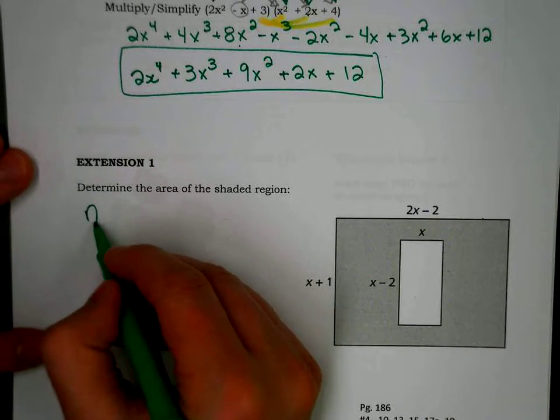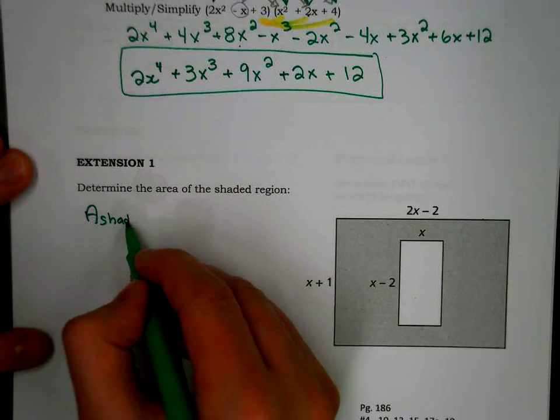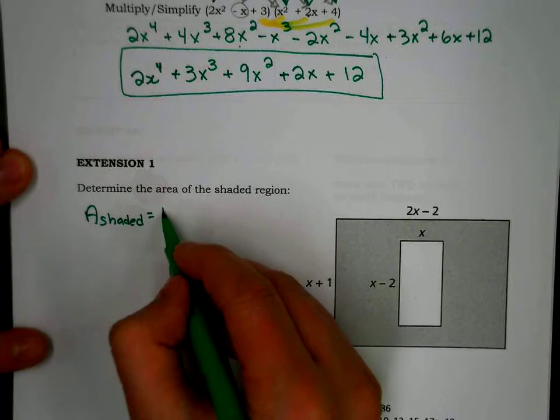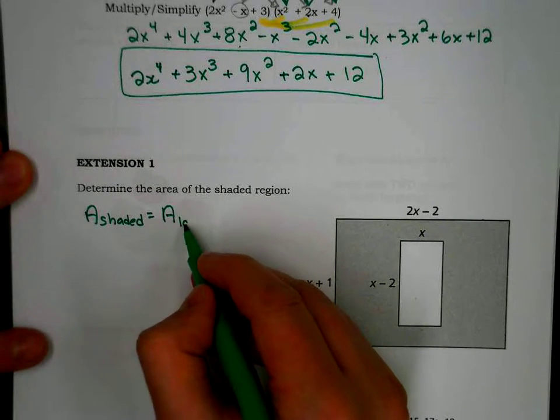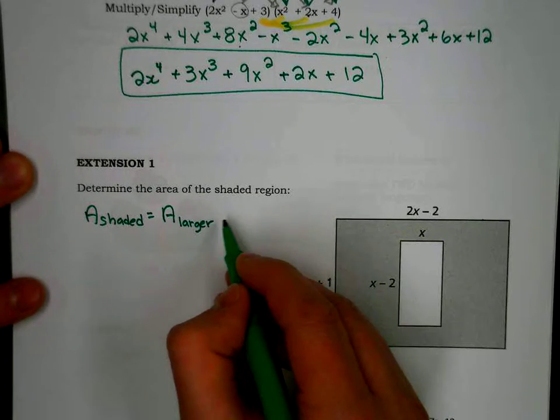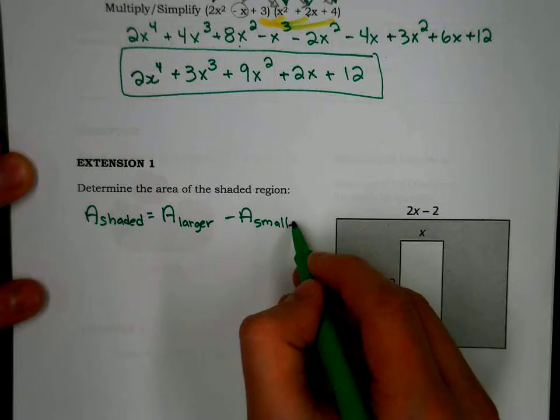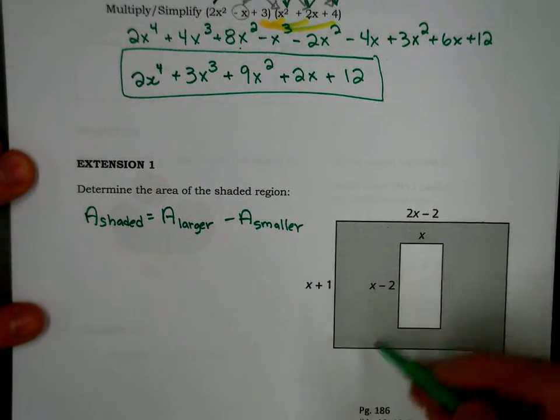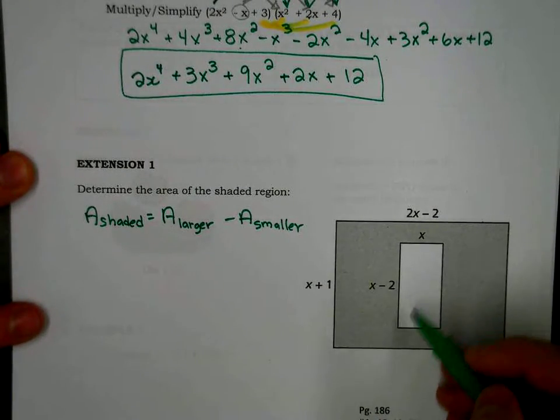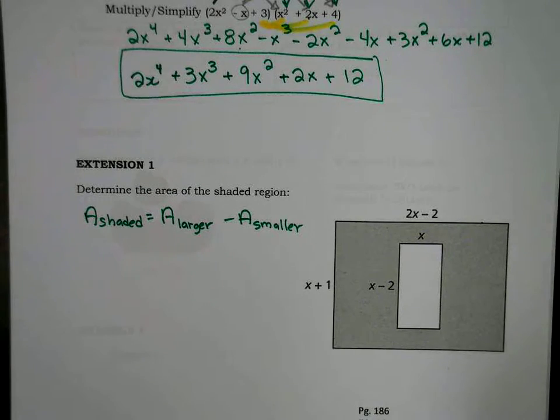So if we look at the area that is subscript shaded, what we're trying to do is calculate the area of the larger rectangle and then subtract the area of the smaller, which is the unshaded rectangle. Giant area, take away the area on the inside, and what's left over is the shaded region.